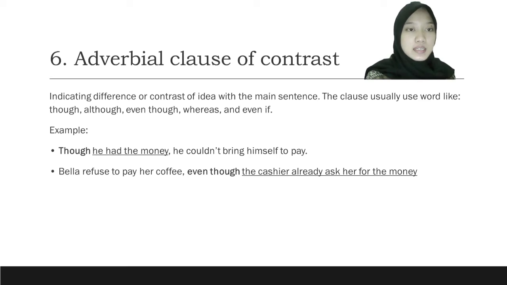Number 6 is adverbial clause of contrast. The function of this clause is indicating a difference or contrast of idea with the main sentence, and the clause usually uses words like though, although, even though, whereas, and even if. For example, though he had the money, he couldn't bring himself to pay. Bella refused to pay her cabby, even though the cashier already asked her for the money.